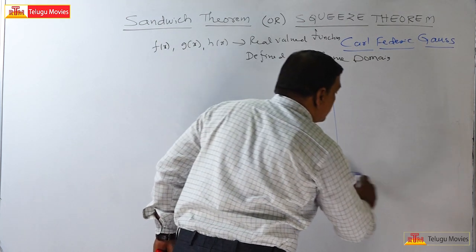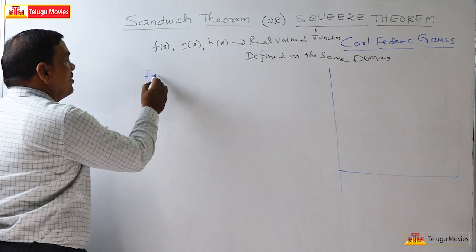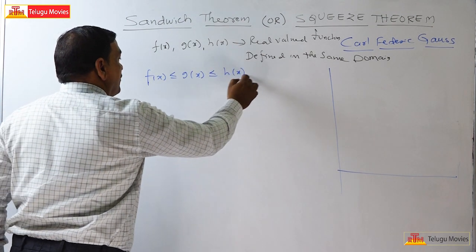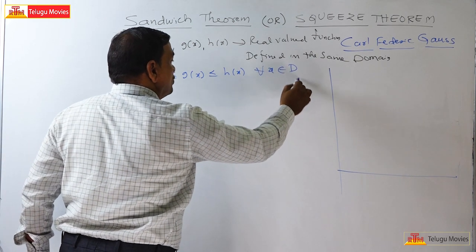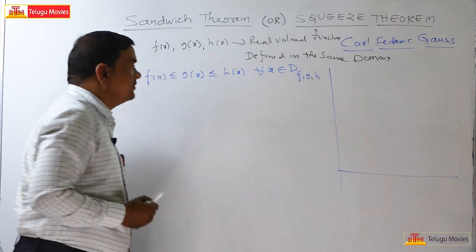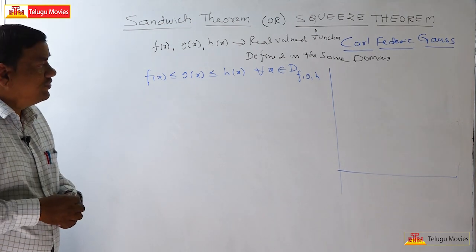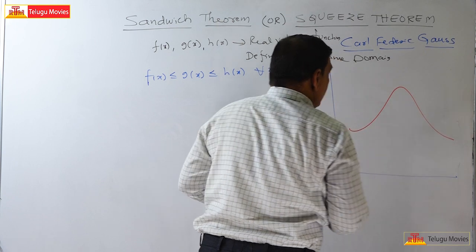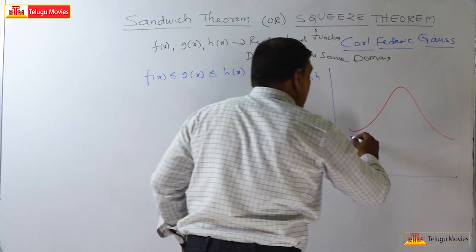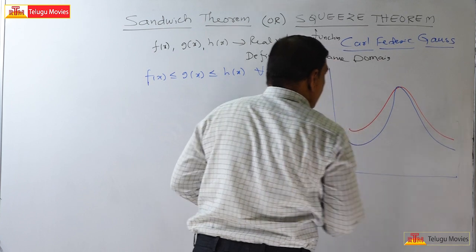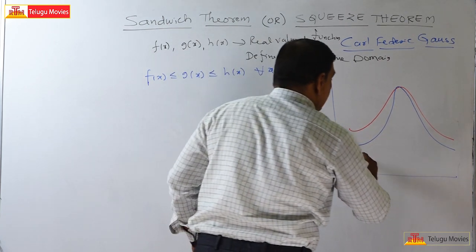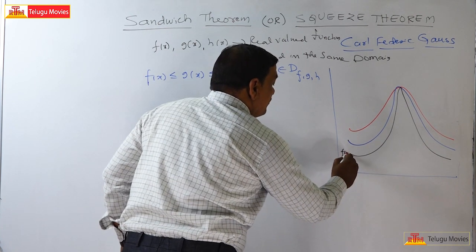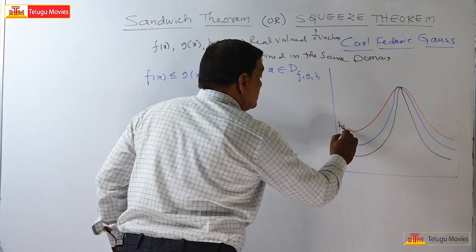So f of x is less than or equal to g of x is less than or equal to h of x for all x belongs to the domain of f, g, h. If you see it diagrammatically, this is one function, this is another function, this is another function. This is f of x, g of x, this is h of x.